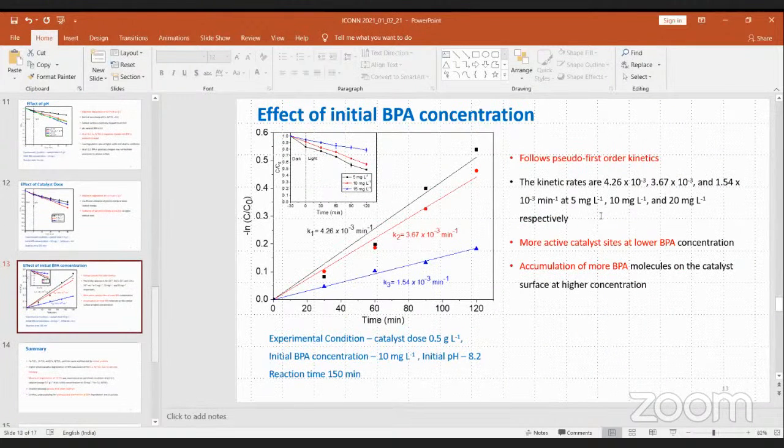Also, effect of initial BPA concentration was studied to see the kinetics, and it follows pseudo first order kinetic model. And we have observed that as the concentration increases, there is more accumulation of BPA, which reduces the kinetic rate as shown in the figure.